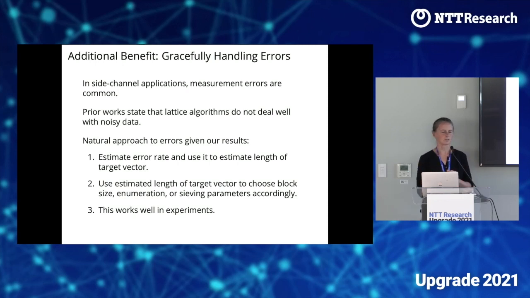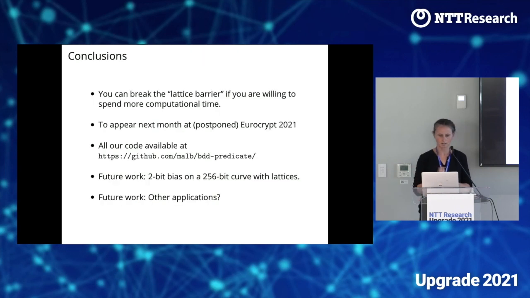So this works well. It had been thought that lattices don't deal well with error, and you need to do other approaches like Fourier analysis that deal better, but it turns out that lattices deal fine with error. So that's kind of the end of my talk. I was not watching the time, so I have no idea what time it is. But essentially the conclusion: you can break the lattice barrier if you're willing to spend more computational time.